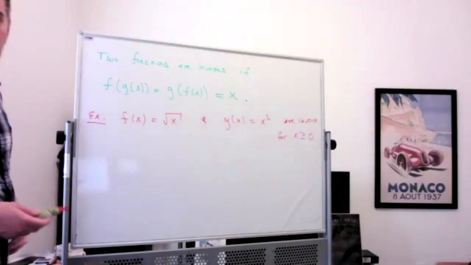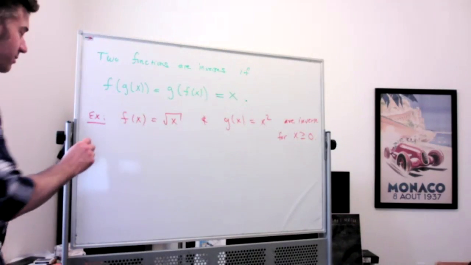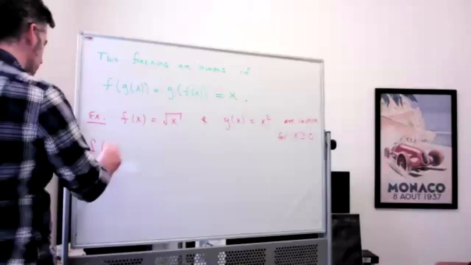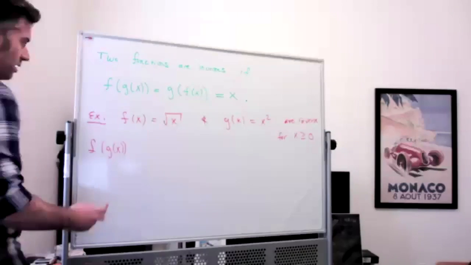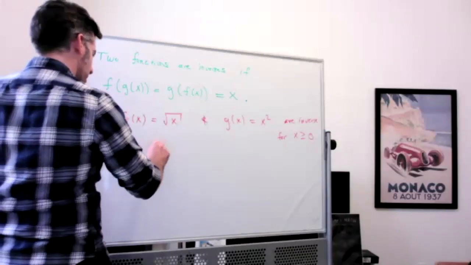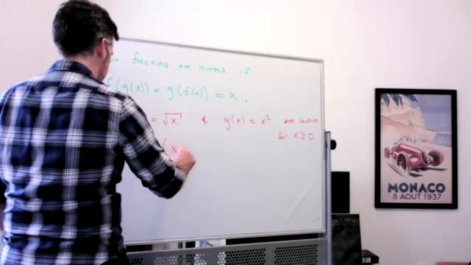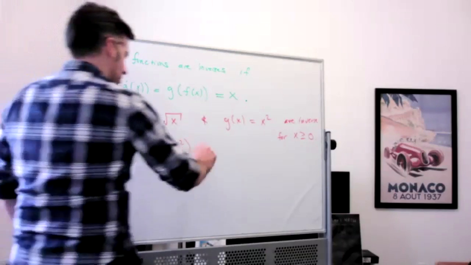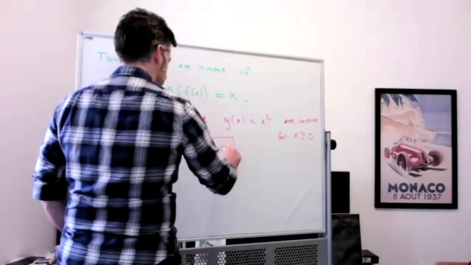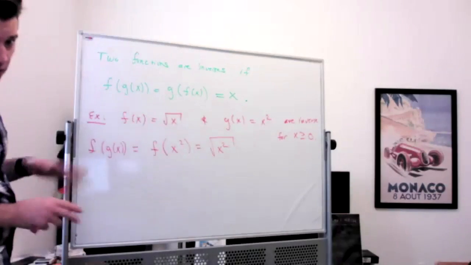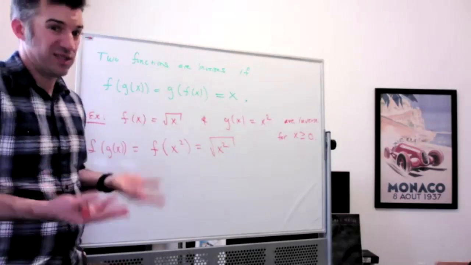Well, let's take a look and see. So if I look at f of g of x, that's going to be f of x squared, which is going to be the square root of x squared. Now let me ask you guys, what's the square root of x squared?